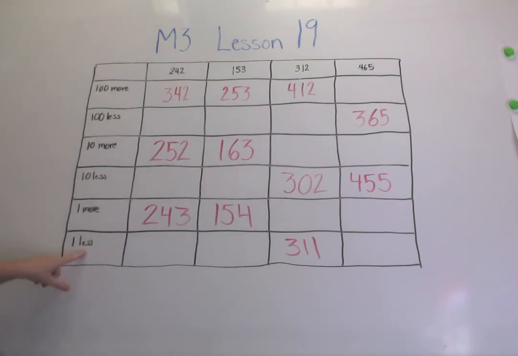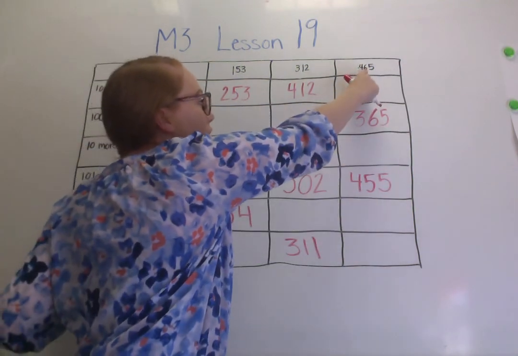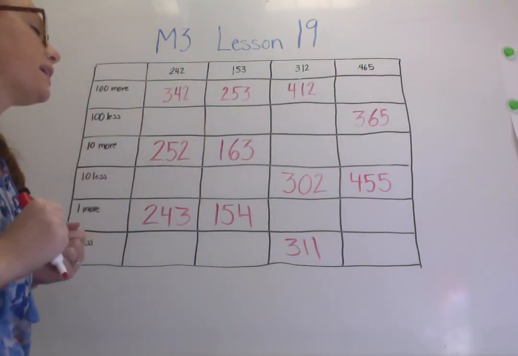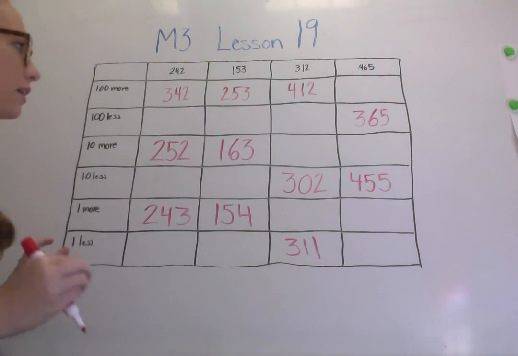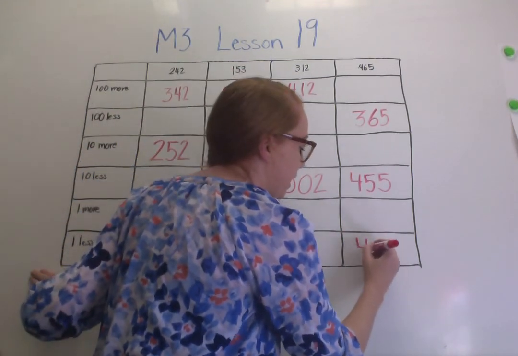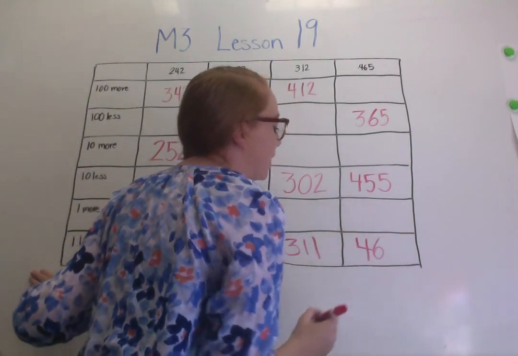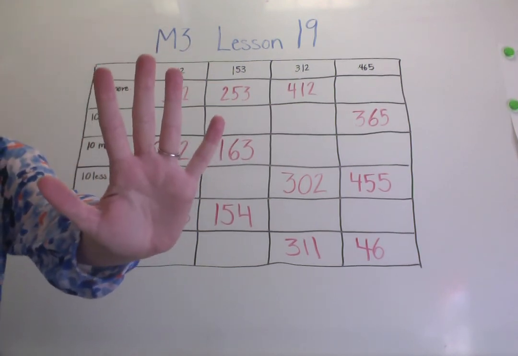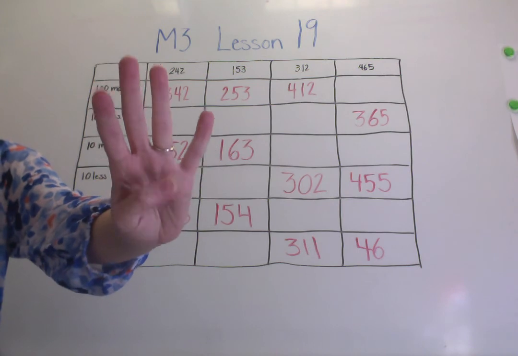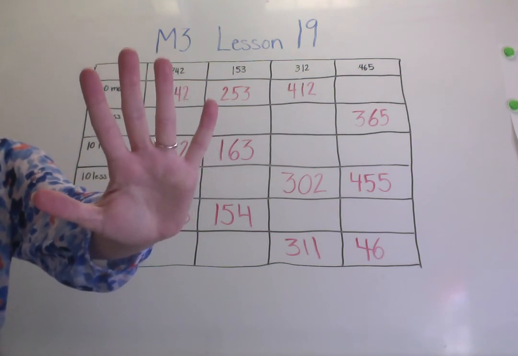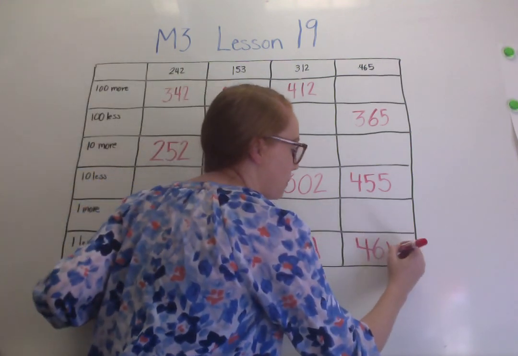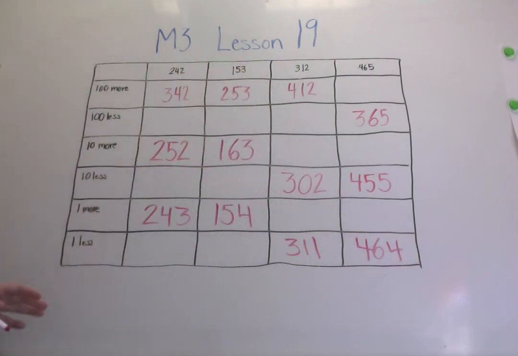Next, it says 1 less for the number 465. So I'm going to know my ones place is changing because it says 1 less. I'm going to bring down what's in my hundreds, bring down what's in my tens, and I need to think now. I have 5 ones. It says 1 less. Wow, my number's going to change to 4. My answer is going to be 464.